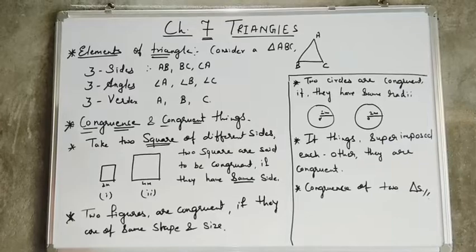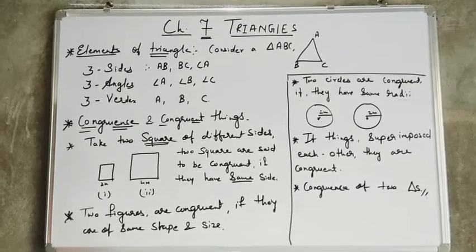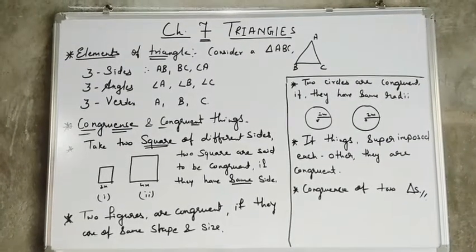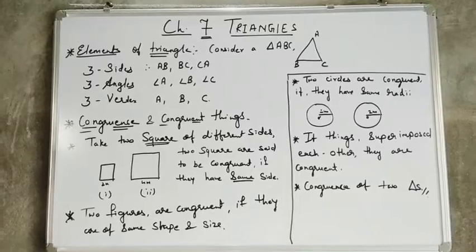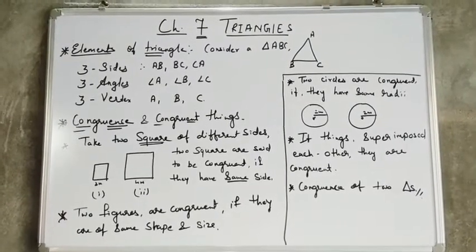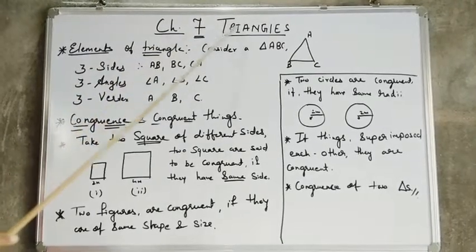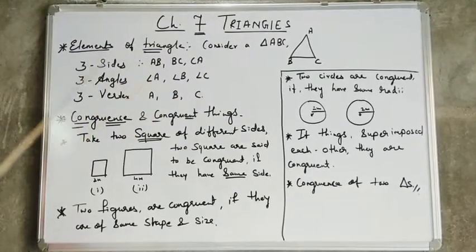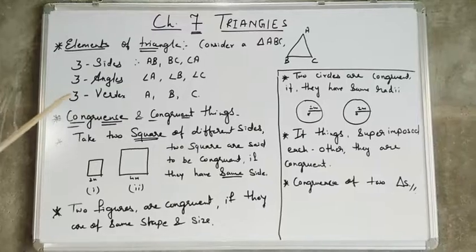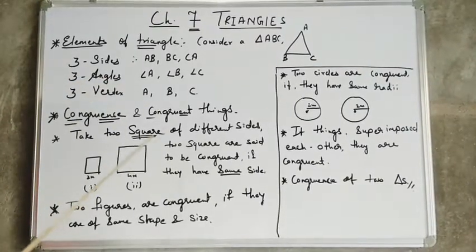Yesterday also you celebrated your Eid, and today we are starting with a new chapter, chapter 7, Triangles. After chapter 6 and chapter 12, we'll come back to chapter 7, Triangles. It also deals with the congruency and many other factors of triangles.